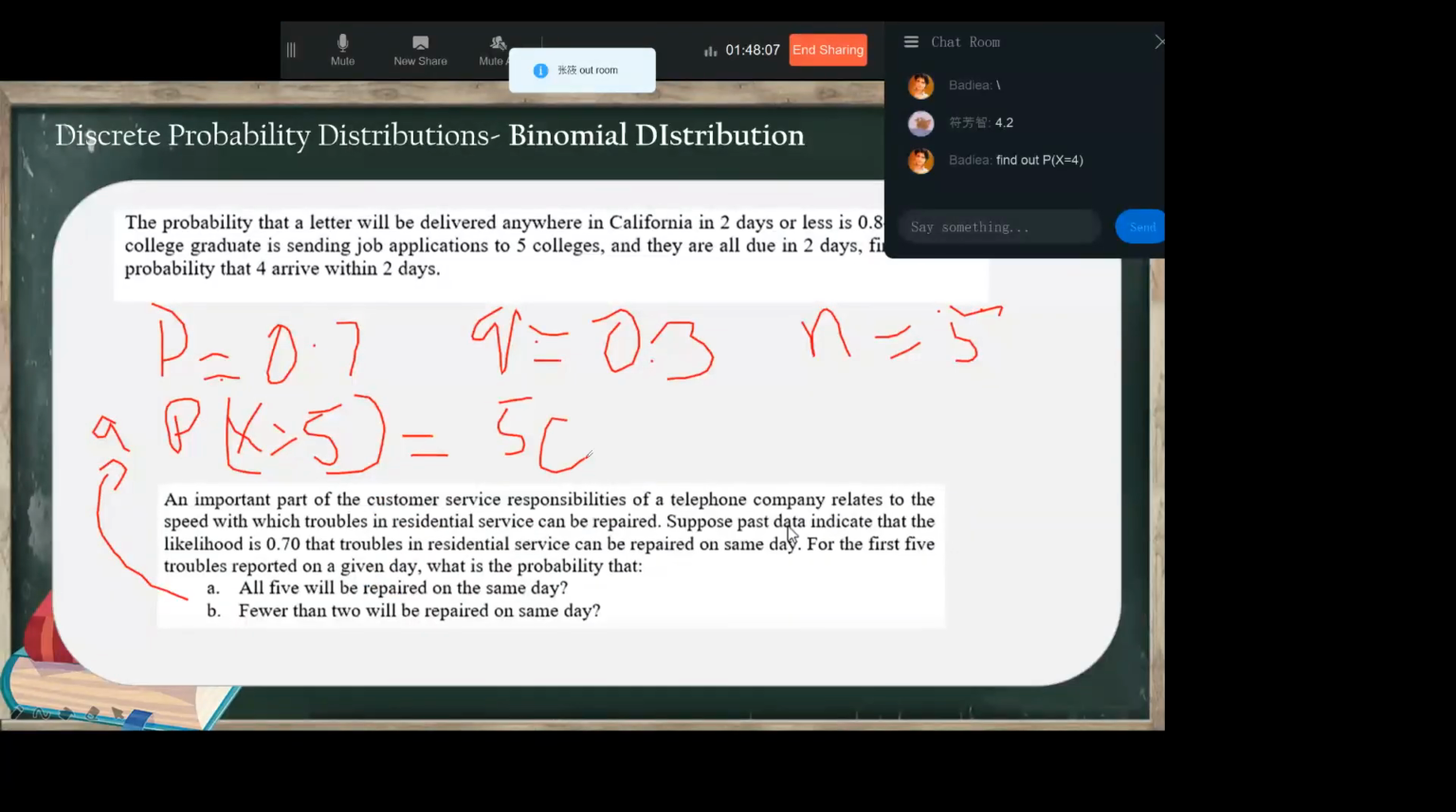So 5 C x, where x is 5, and P to the 5, Q to the 5 minus 5, which is 0. So that's how you calculate. And for the other part, fewer than 2 will be repaired. So that's how we calculate the probability.